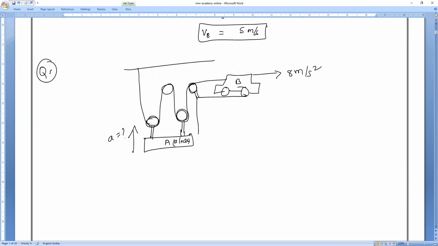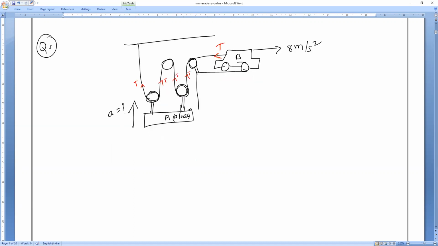Now draw the response. Here the acceleration is this side, so the tension will be in this direction. Am I right, everyone? So this is the tension. Next, here you can notice, everybody, this pulley. This is the tension direction. This pulley, this is the tension direction. Am I right, guys? All of you understand? Yes, tension is always away from it. Right or wrong, everybody? Yes or no?